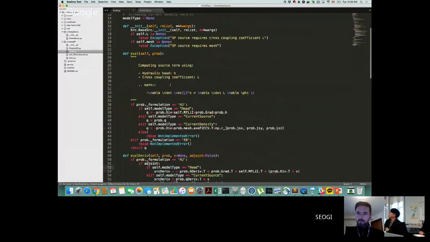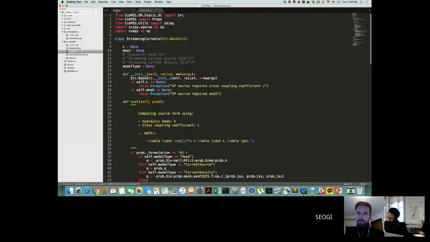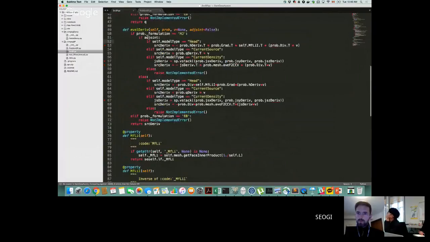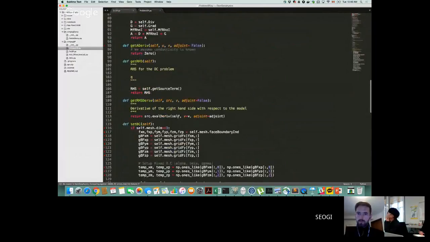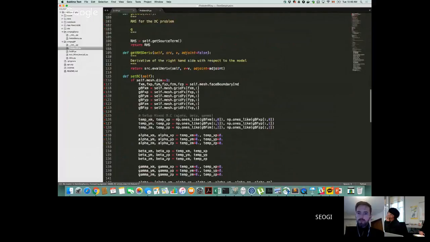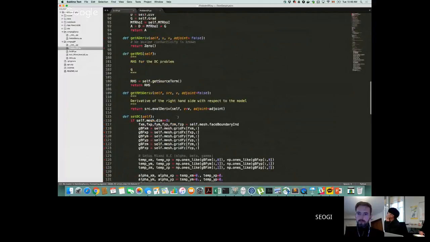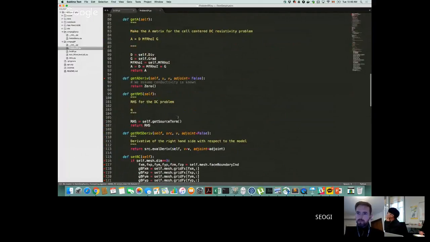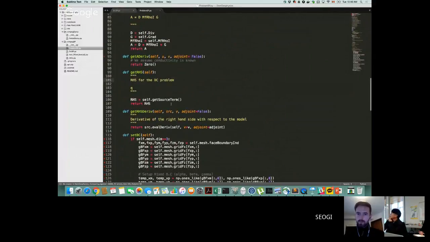And then I'm probably using just the same J-vector as in the DC problem, I guess. Maybe. Oh, maybe not.